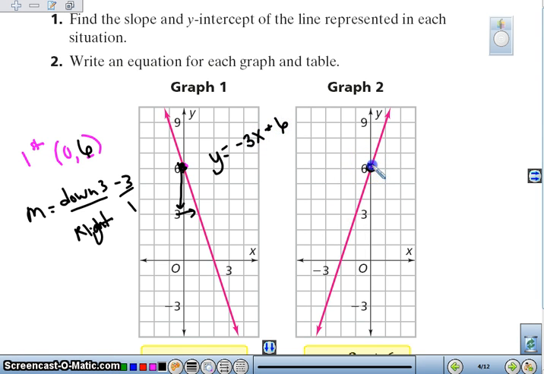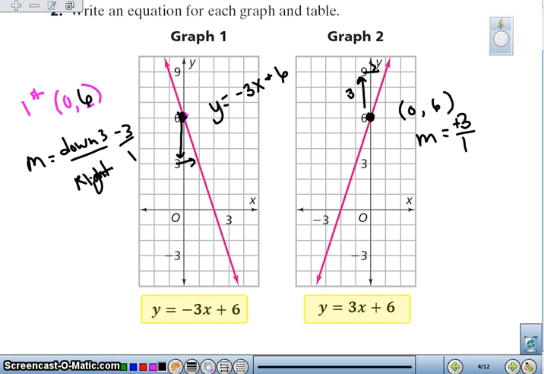In this next one, I also notice the line's going up, so it's a positive slope. My y-intercept is (0, 6). What is the slope? It is a rise of 3 and a run of 1. So m is equal to a positive 3 over 1. And you can see the two equations that are listed.